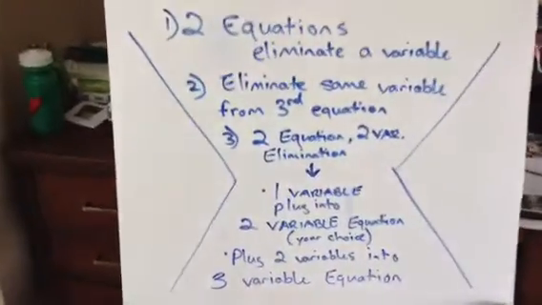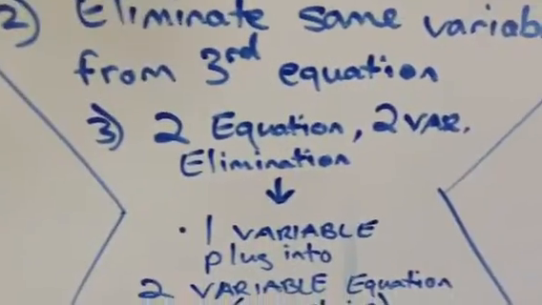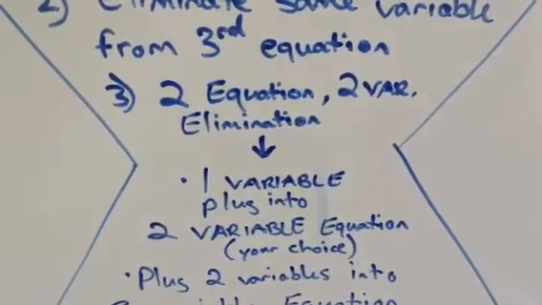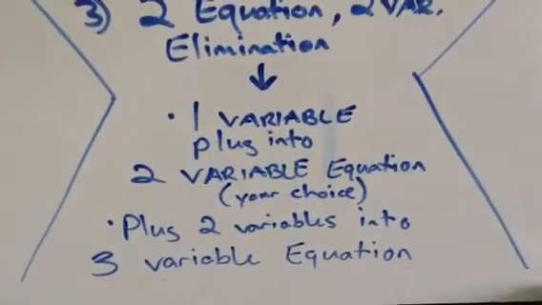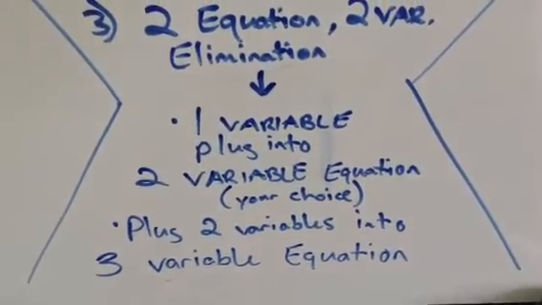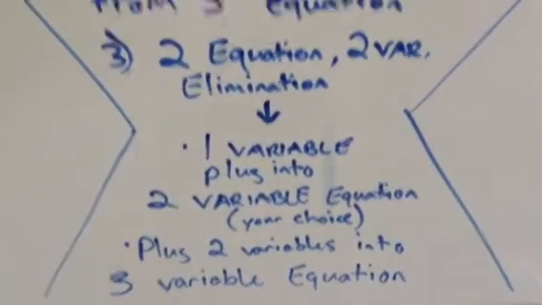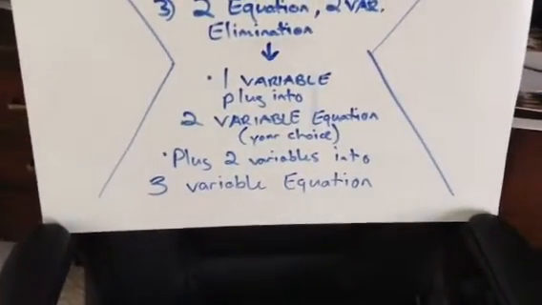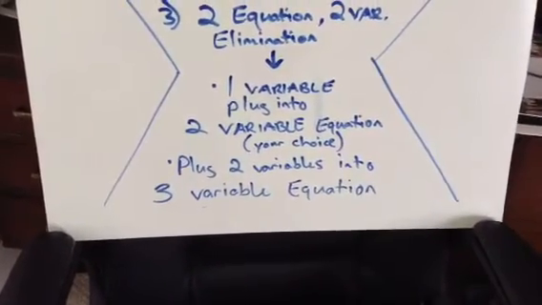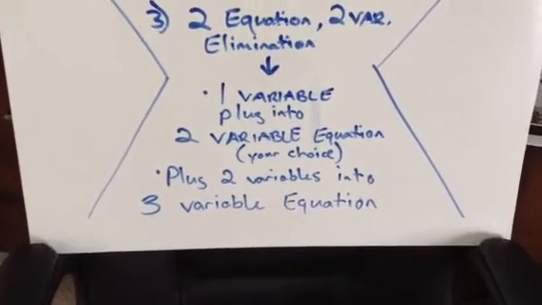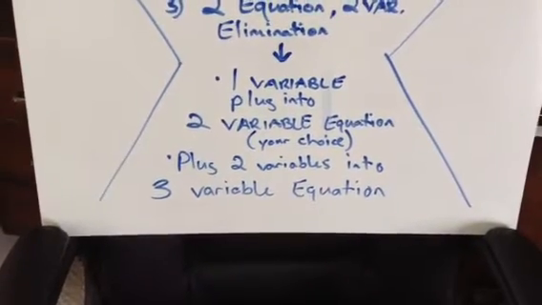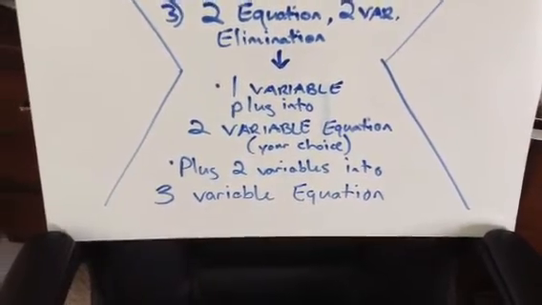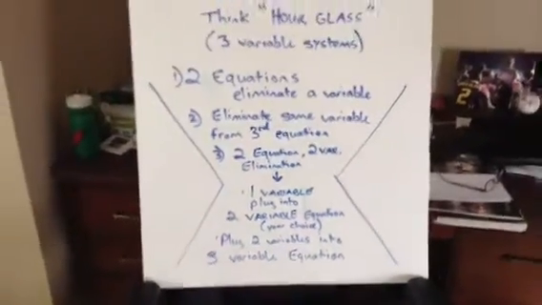So if we eliminate at this juncture right here, we end up with 1 variable, and we're able to plug that into the 2-variable equation, which you can choose from up higher in step 3. Once you've plugged in to that one, you'll get a second answer. And finally, you have 2 variables that you can plug into the 3-variable equation, which means you will solve for the 3rd variable.